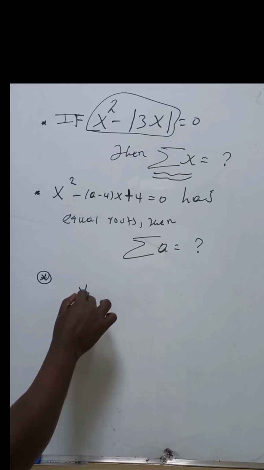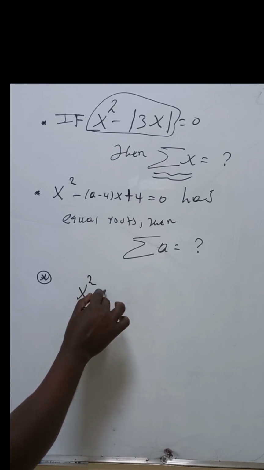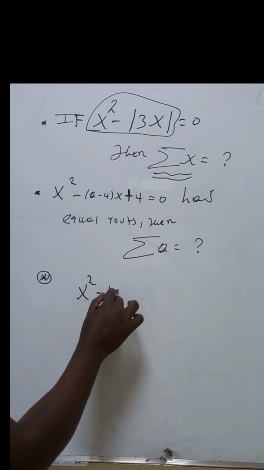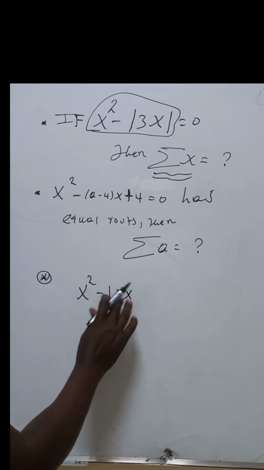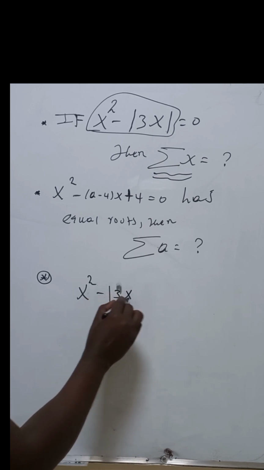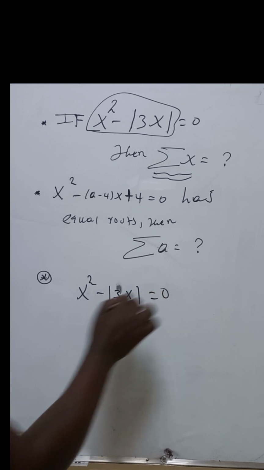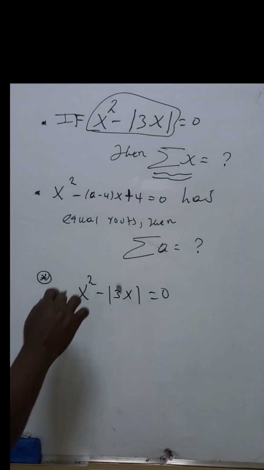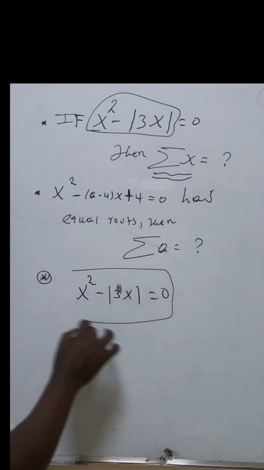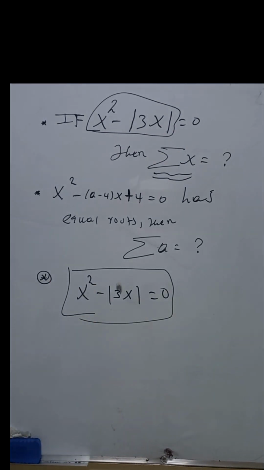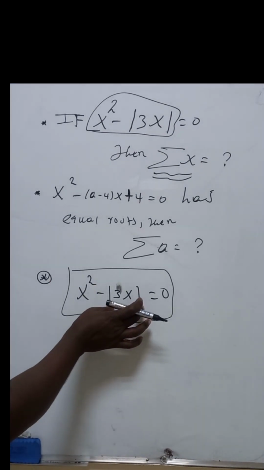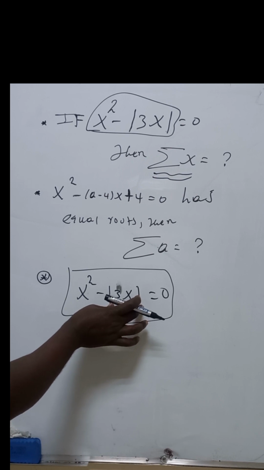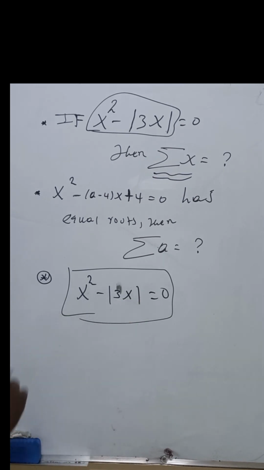Therefore, now let me write x squared minus modulus of 3x equals 0. How could we find the modulus or absolute value? That's the same: the modulus is an absolute value. So in order to find the solution of this problem, first it's very important to define what is the modulus of this one. So let me define what this means in general.